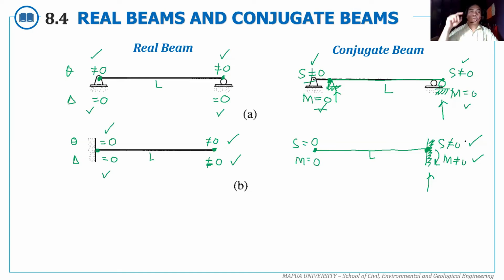So, ibig sabihin, whenever you have a cantilever beam, fixed, free, the conjugate beam would be a cantilever beam din, kaya lang magiging free, fixed. Mababaligtad yung supports. Fixed, free yung real beam. Pagdating na conjugate beam, it would be free, fixed. Okay? So, next example, letter C.